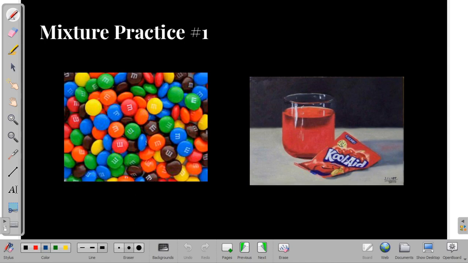Heterogeneous. The picture on the right. Can you see the individual layers? No. What is Kool-Aid made of? Sugar? Kool-Aid powder? And water. Fantastic.